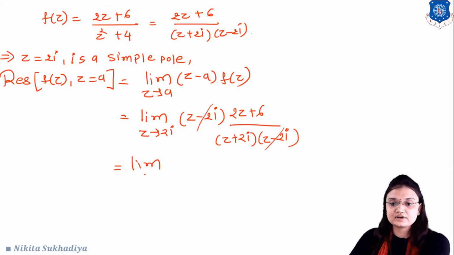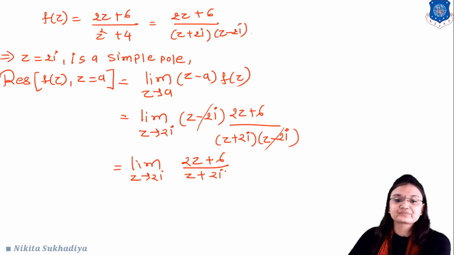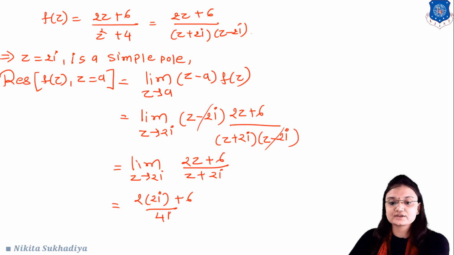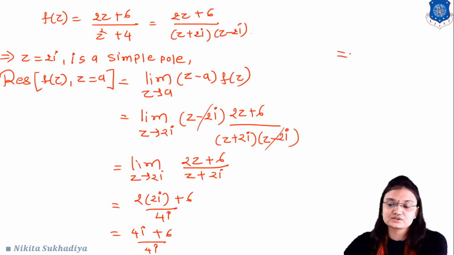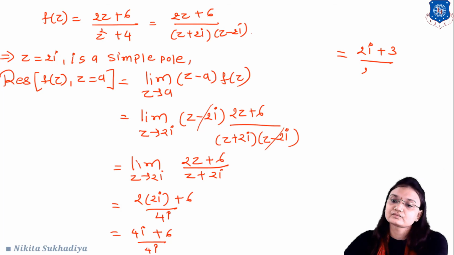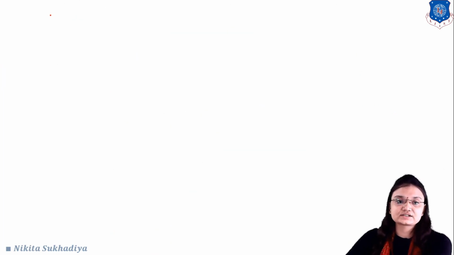So now we have the limit as z tends to 2i of (2z + 6)/(z + 2i). Put z = 2i, so we will get (2 × 2i + 6)/4i. So we will get (4i + 6)/4i. Okay, by taking 2 common, this will become (2i + 3)/2i. Okay, so now we have the final answer.